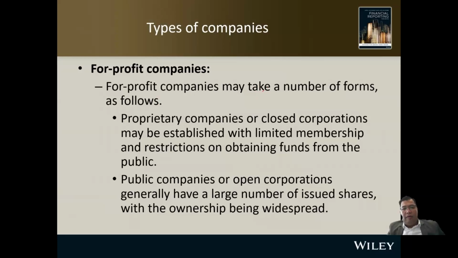A for-profit company may take a number of forms as follows. Number one, a proprietary company or close corporation may be established with limited membership, and restricted from obtaining funds from the public. Maybe they form this company and the shareholders come from the family members. So a limited number, it's not open to the public. Or maybe their colleagues. Second is the public company or open corporation. Anybody, you don't need to fulfill certain criteria or know someone to be a member, to be a shareholder of this company.